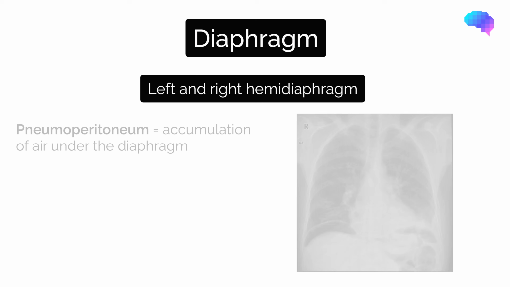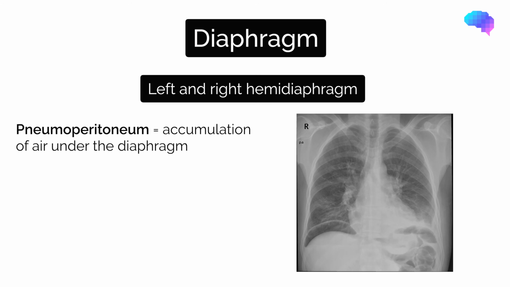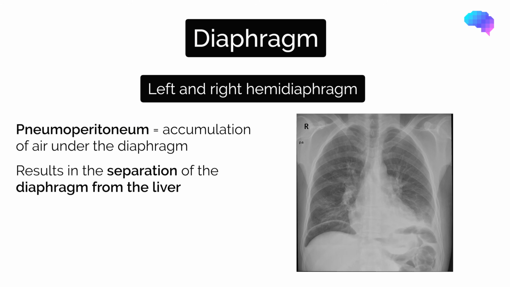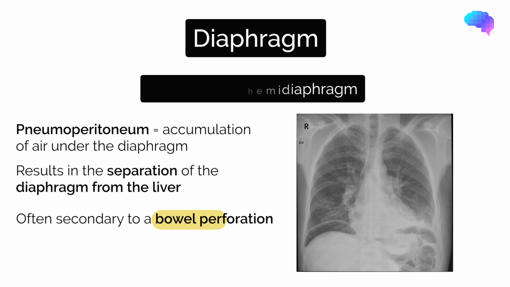A key finding that cannot be missed and should be immediately escalated to a senior is a pneumoperitoneum, which refers to the accumulation of air under the diaphragm, resulting in the separation of the diaphragm from the liver. This is often secondary to a bowel perforation.